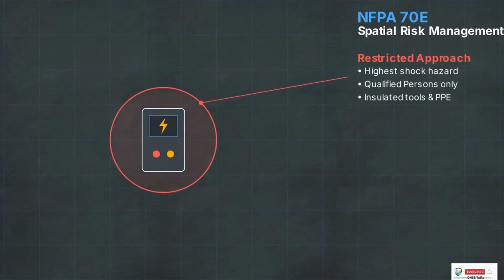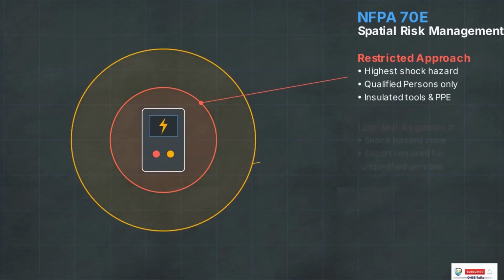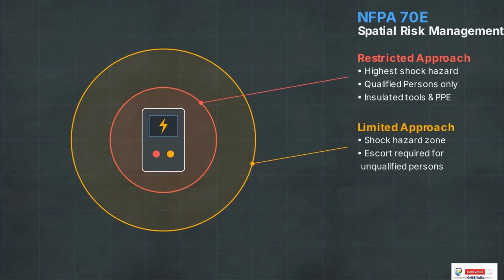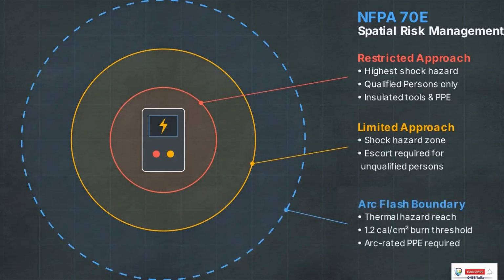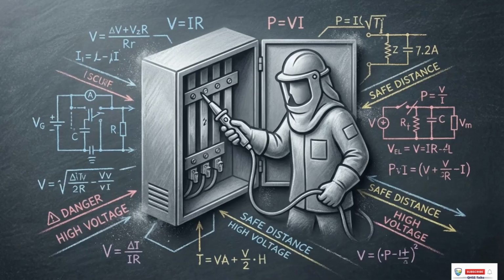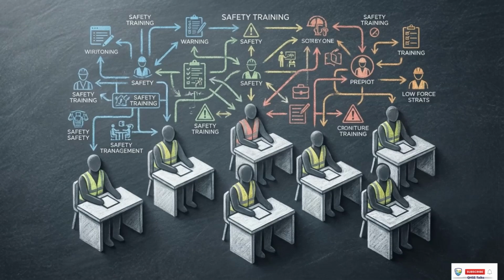The innermost radius is the restricted approach boundary. Only qualified persons using specific PPE and insulated tools may enter this zone. The middle radius is the limited approach boundary. Unqualified persons may only enter this zone if they are escorted by a qualified person. The outermost radius is the arc flash boundary. This is the calculated distance where an unprotected worker would sustain a 1.2 calories per square centimeter second-degree burn during an arc fault. Under the regulations, a qualified person must have demonstrated skills and knowledge in the construction and operation of the equipment, alongside safety training to avoid the associated hazards.